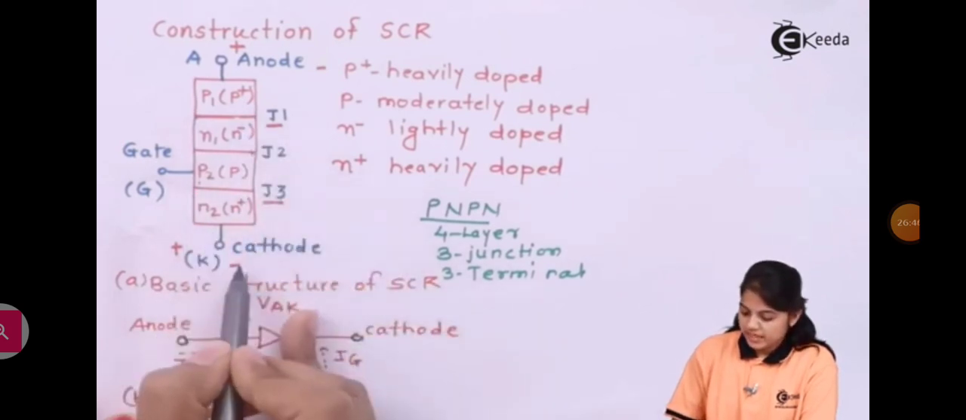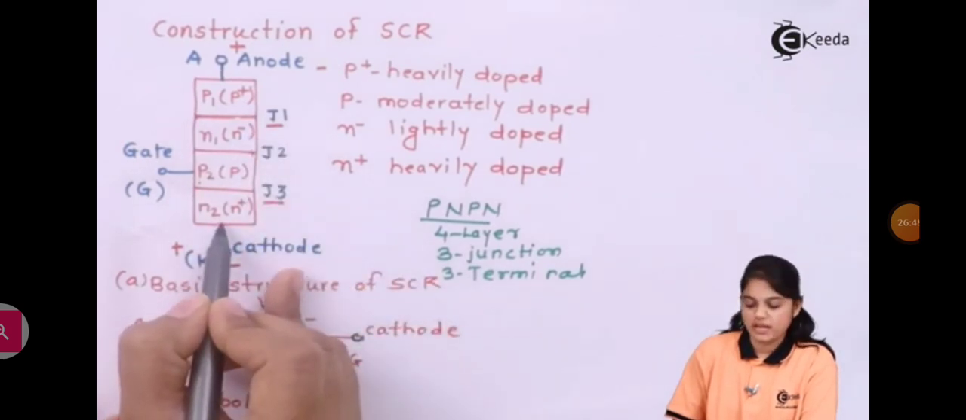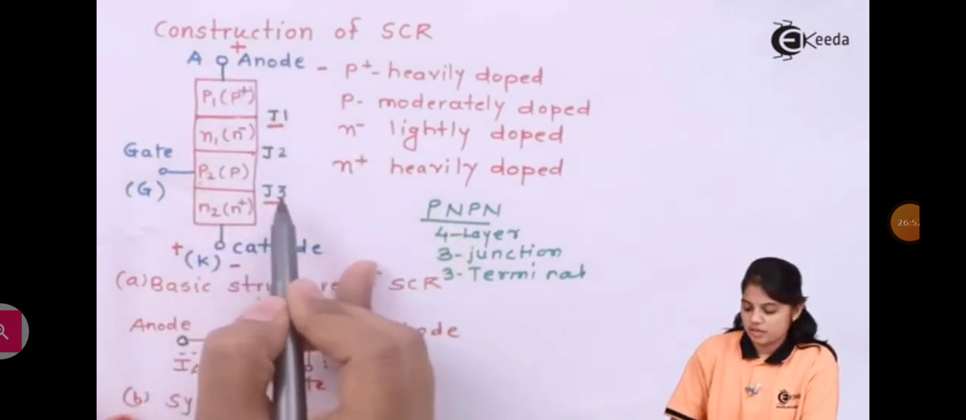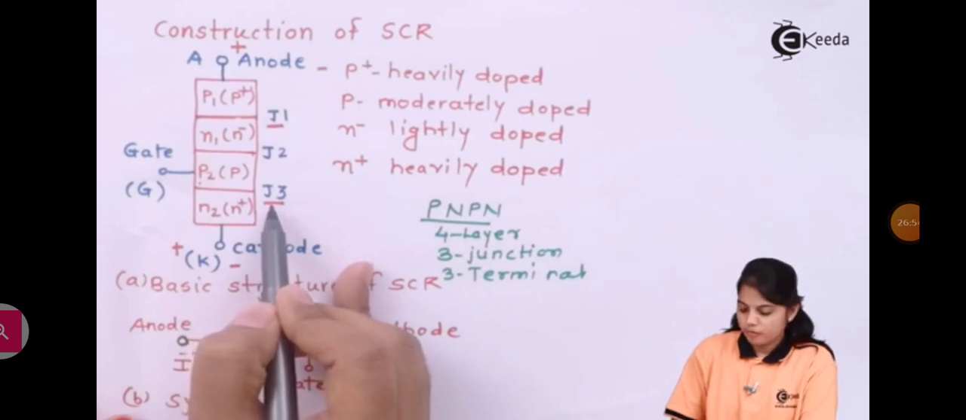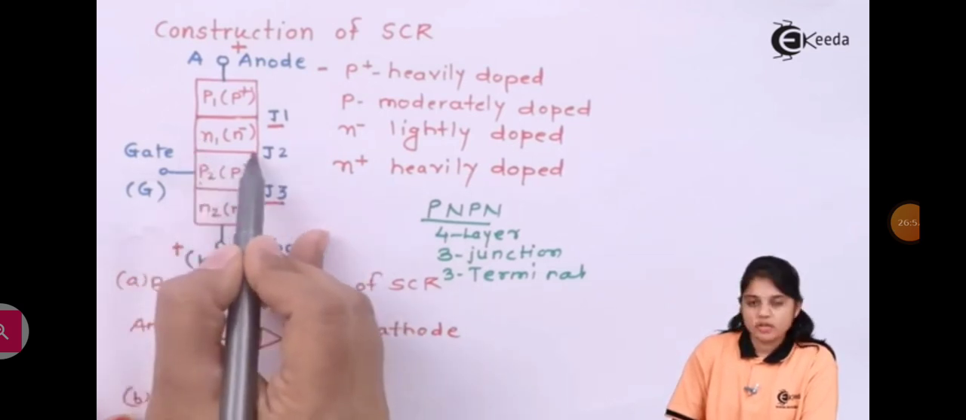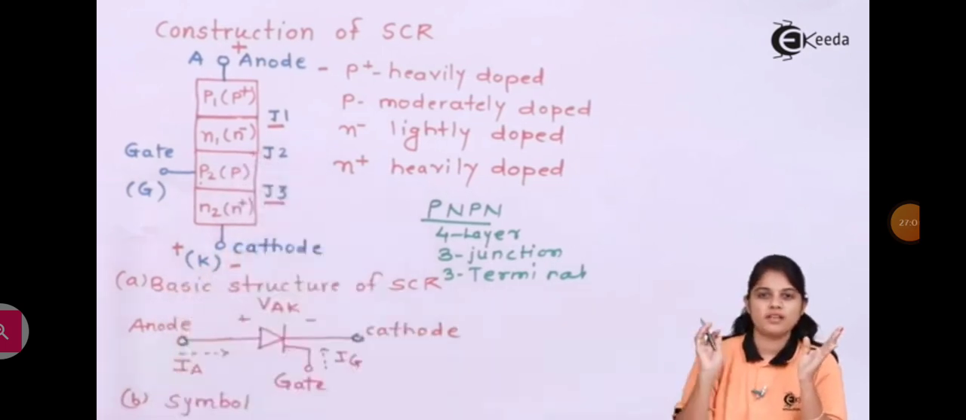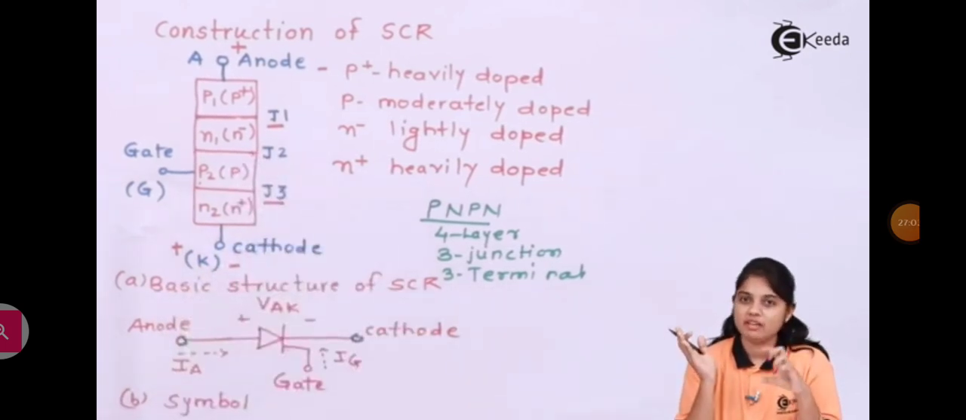Here also negative is connected to the n-type material and positive is connected to the p-type material. So my junction J3 will become forward bias. Only J2 will be reverse bias. Now if you compare reverse blocking state and forward blocking state, you can see that in reverse blocking state there were two junctions which were reverse bias. Here you have two junctions forward biased and one junction reverse biased.